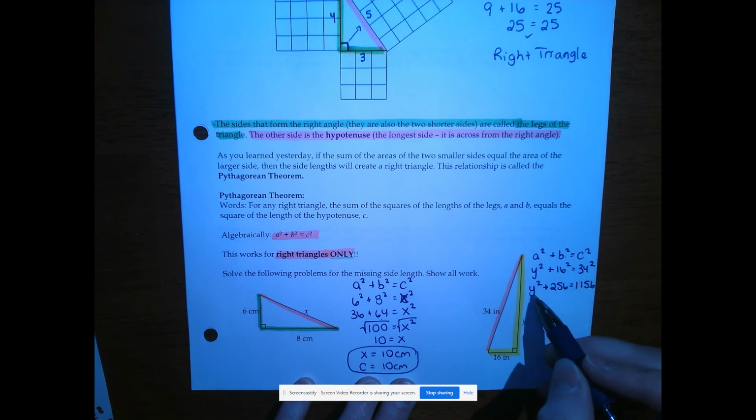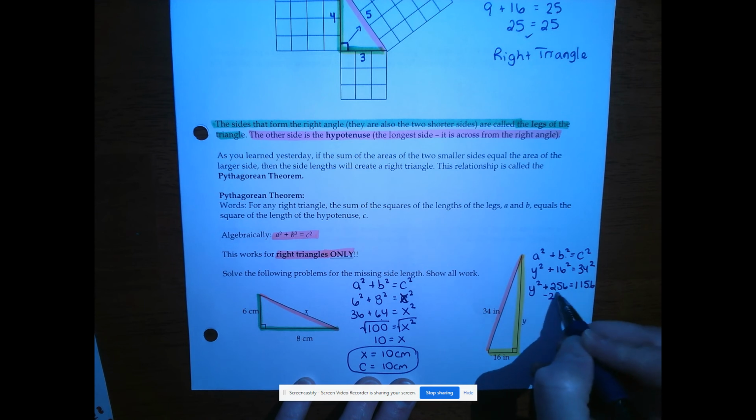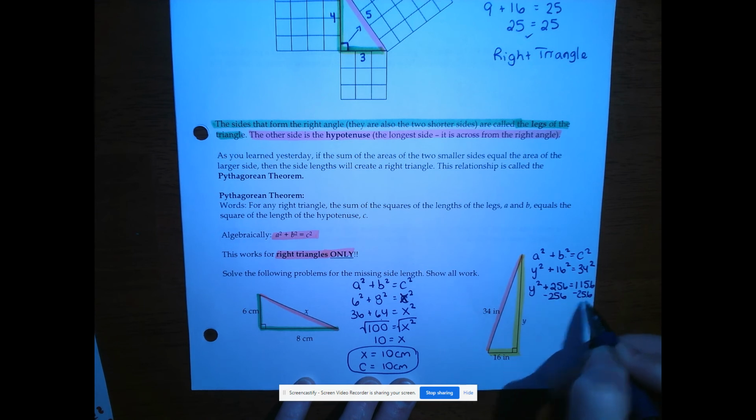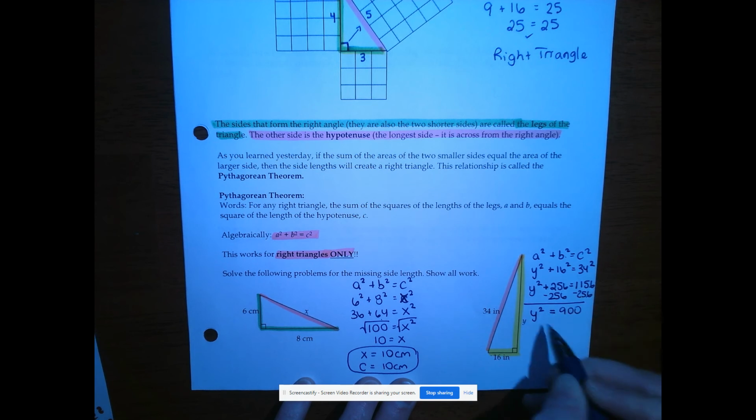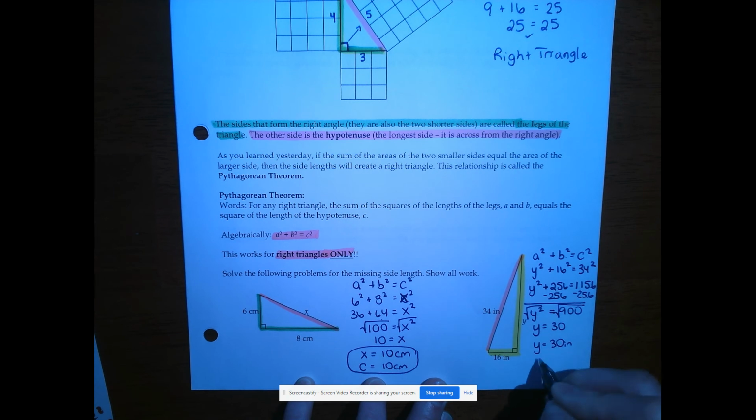So over here, I've got something with a variable plus 256. So I'm going to subtract 256 from both sides. I'm going to have y squared equals, the result of that is 900. Now again, I'm at a point where my variable is squared and I need to do the inverse. The paper says squared, so I'm going to use square root on both sides. Y equals 30, because 30 times 30 would be 900. The missing side is either y equals 30 inches, or you can say c equals 30 inches.